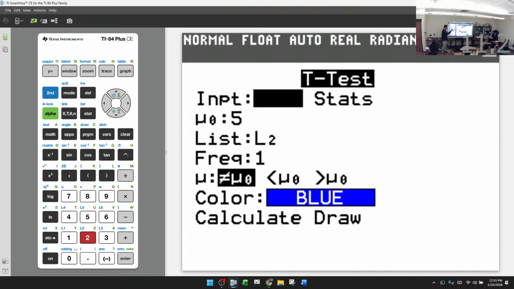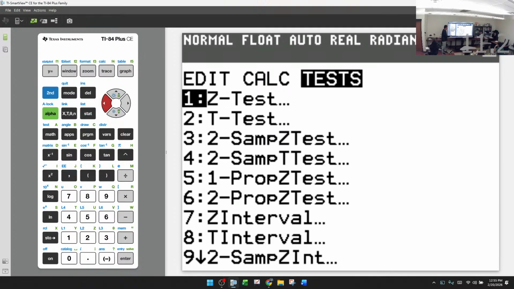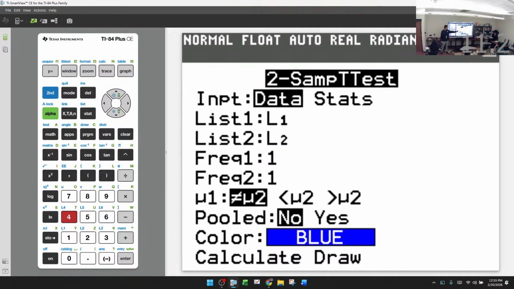Whoops, still didn't do it. Stat, Test, that's number 4. There we go. L1, L2. Pooled, no. Calculate. And when you go down to calculate, that's what gives you all that information.